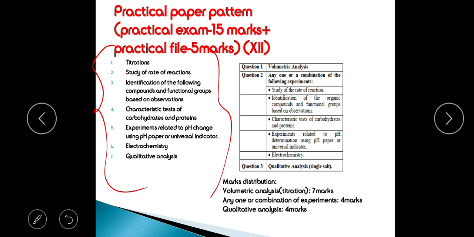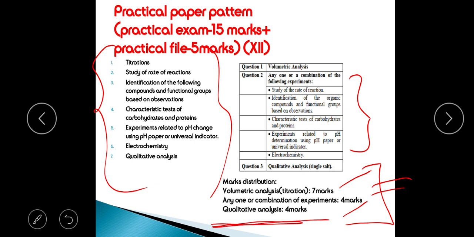Now this is the marks distribution that is going to be followed by the ISC council. There will be 7 marks for volumetric analysis, that is titration. There will be any one combination of experiments for 4 marks, and the combinations of experiments are given over here. Question number 3 will consist of qualitative analysis for 4 marks, which will involve any single salt, and you have to analyze what the salt is, what the cation and the anion present in the salt are.